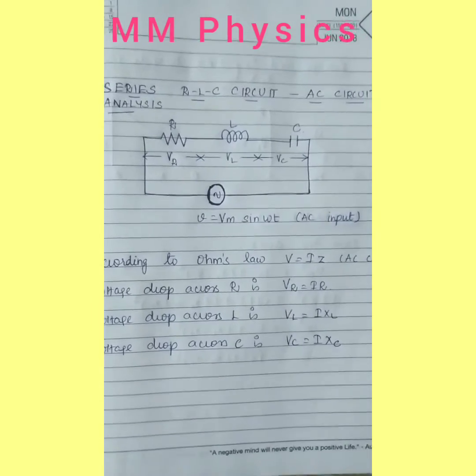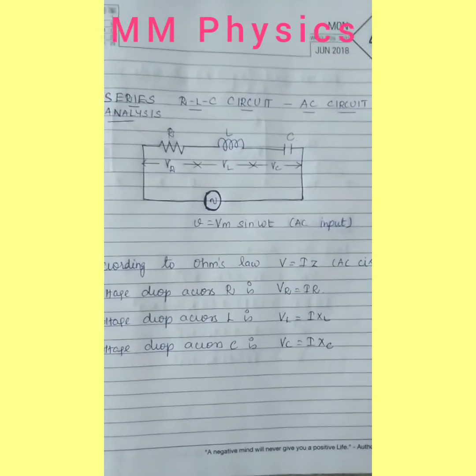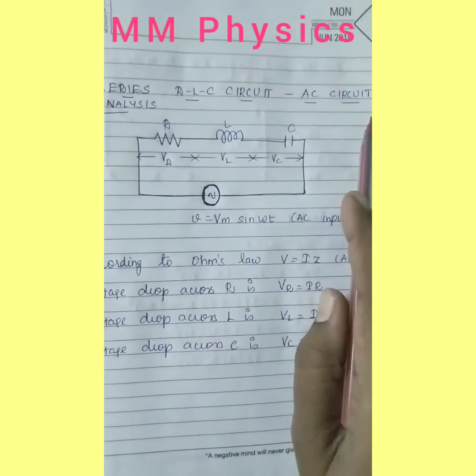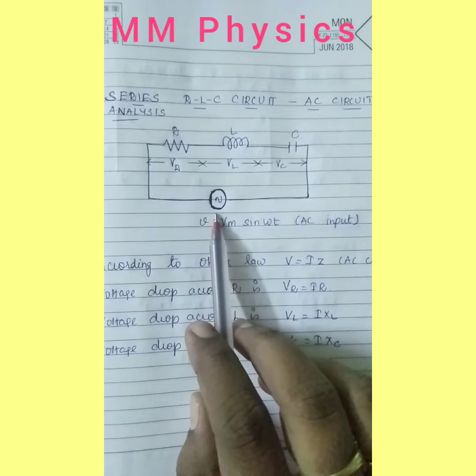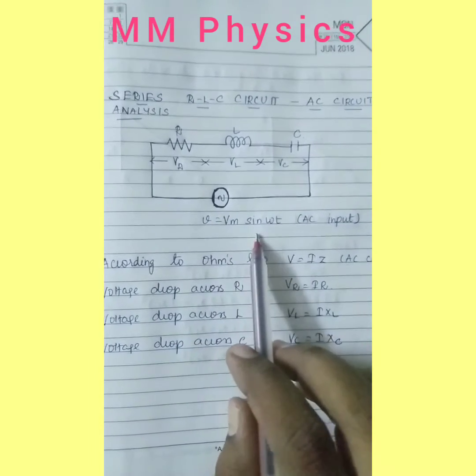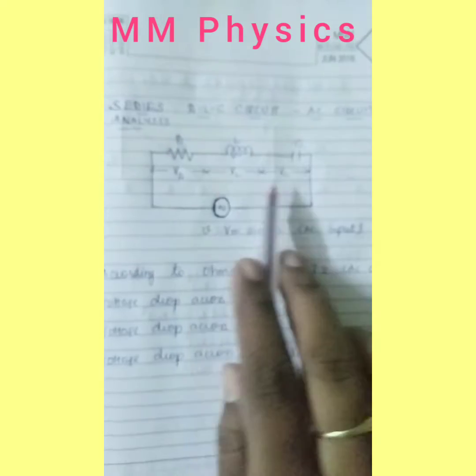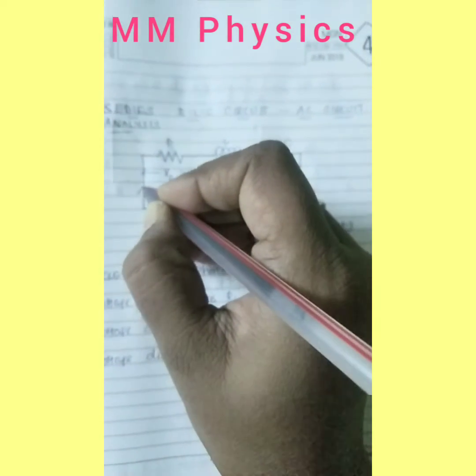Hi students, let's see about series RLC circuit analysis when you are giving an AC input. So here we are giving an AC input, which is V equal to Vm sin omega t, and all three components, R, L and C, are connected in series. Whenever they are connected in series, the voltage gets divided and the current remains the same, which is I. So the current in the circuit always remains the same.